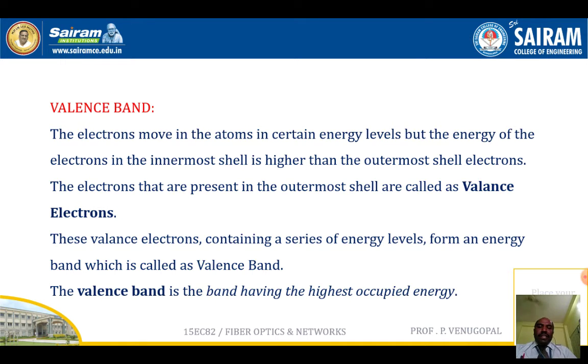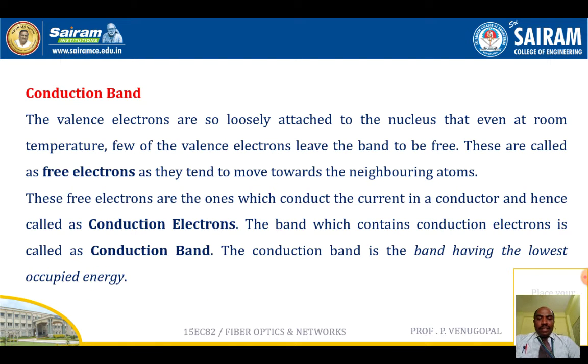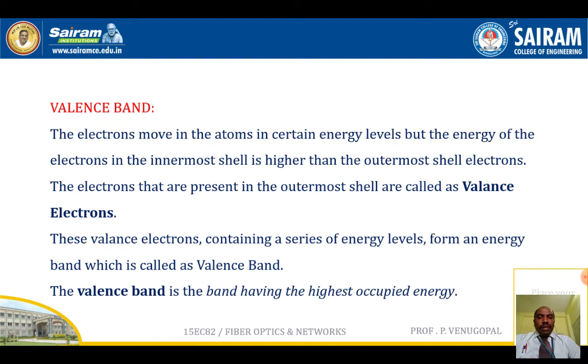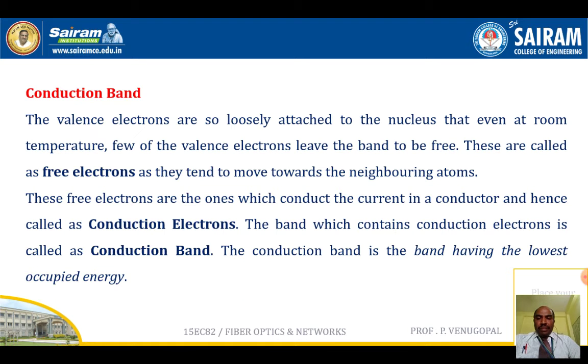The electrons present in the outermost shell are called valence electrons. You already studied that carbon is a tetravalent element, because there are 4 valence electrons around the carbon atom. Therefore, we call carbon a tetravalent element. These valence electrons, containing a series of energy levels, form an energy band which is called the valence band. The valence band has the highest occupied energy.